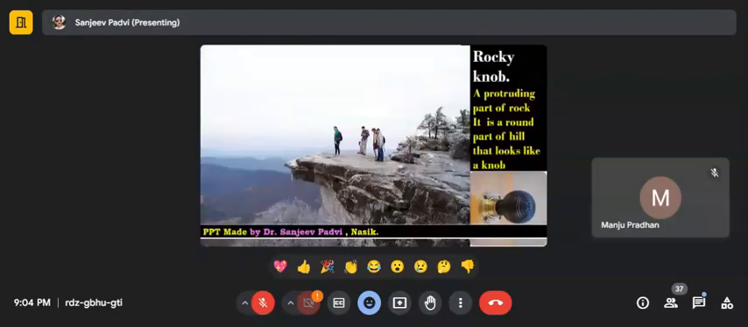Now look at this rock. Does it look like a knob? Yes, and it is made up of rock. So wherever such a structure is found, we call it a rocky knob. It is a protruding part of a rock. It is the round part of a hill that looks like a knob. Therefore, it is called a rocky knob. Are you understanding? This is a very beautiful place for selfies, but very dangerous because you may collapse into the valley. So better not to go very close by.